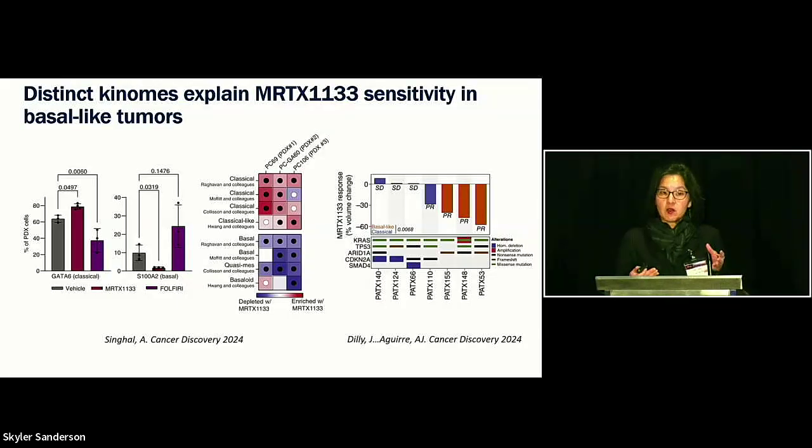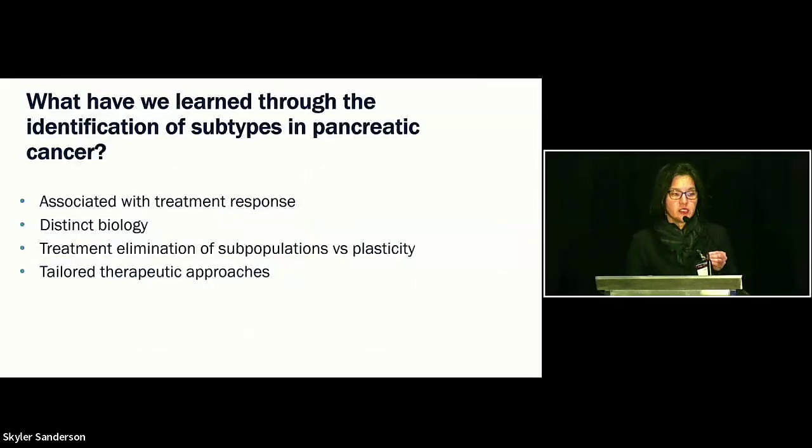I didn't show you in the volcano plot, but there was also a lot of MAP kinase genes, MAP kinases in the basal kinome. And so one could hypothesize that RAS inhibitors may actually be a lot more beneficial in basal tumors where it's more aggressive and we have a lot of resistance. So what have we learned? So what are the answers? I don't have all the answers, but I think that it's clear that subtypes are associated with treatment response. They do have distinct biology.